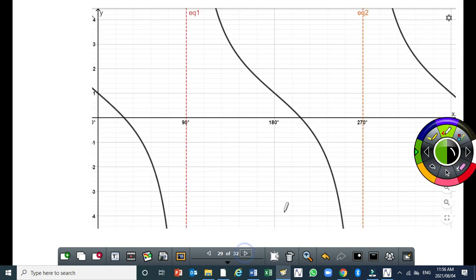Right. Then the graph of tan. So this one here is g of x equal to minus tan x plus 1. Okay? And please, your graph must have the two asymptotes. Right? The equation of this one is x equal to 90 degrees. The equation of that one is x equal to 270 degrees.